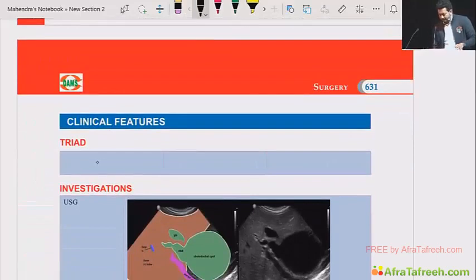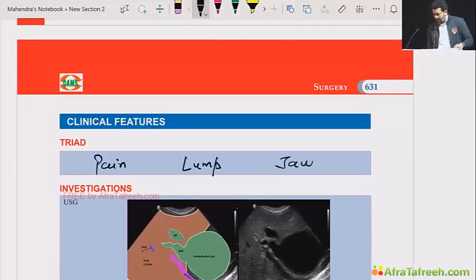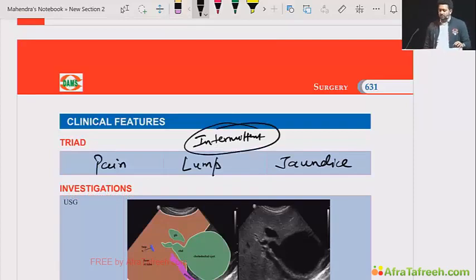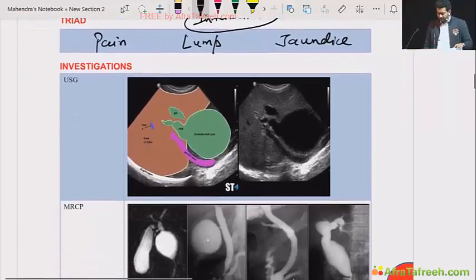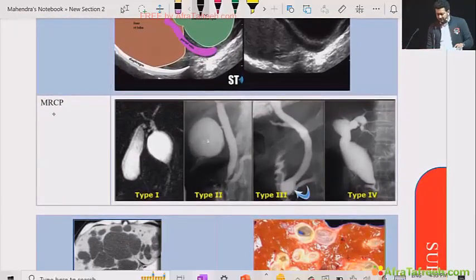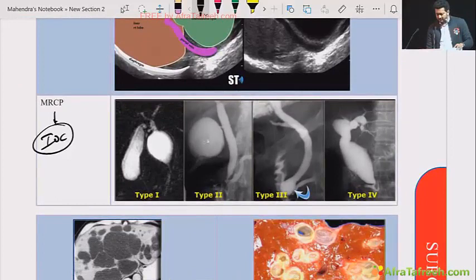What is the triad? There is pain, lump, and jaundice, and all these features are intermittent. Intermittent pain, lump, and jaundice is what you see in choledochal cyst. Now see, MRCP is the investigation of choice. On ultrasound, you will see just a dilated CBD. Investigation of choice is MRCP. You can see the fusiform dilatation, the saccular dilatation.